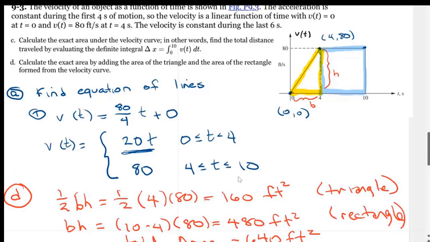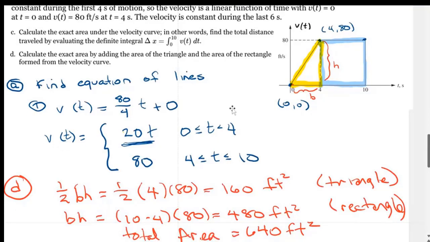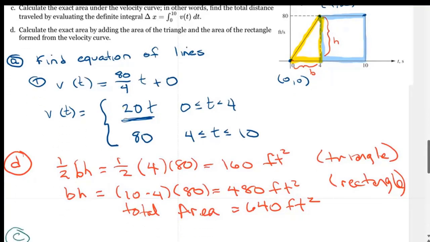When we take the integral, we should definitely get 640 feet squared, because that was an exact value. I didn't estimate it at all. Calculate the exact area under the velocity curve. In other words, find the total distance traveled. Because remember, the derivative of the distance is the velocity. So the integral of the velocity is the distance.